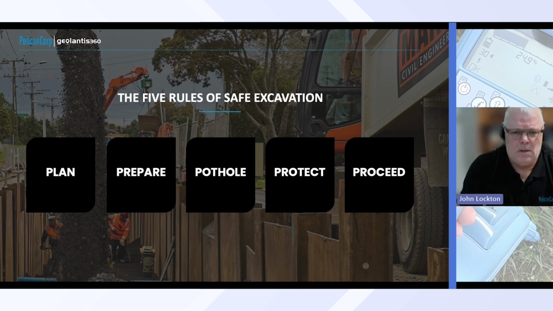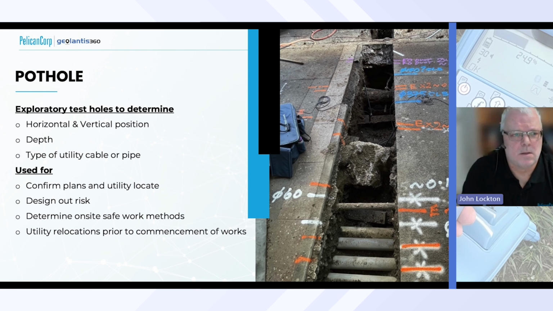Now, the concept of the 5 Ps is well known in the industry: to plan, prepare, pothole, protect, and then proceed. And we're going to focus on that middle one, the pothole. So what is potholing? It's really exploratory test holes so that you can determine where the pipes and cables are, their position in X, Y, and Z, including depth.